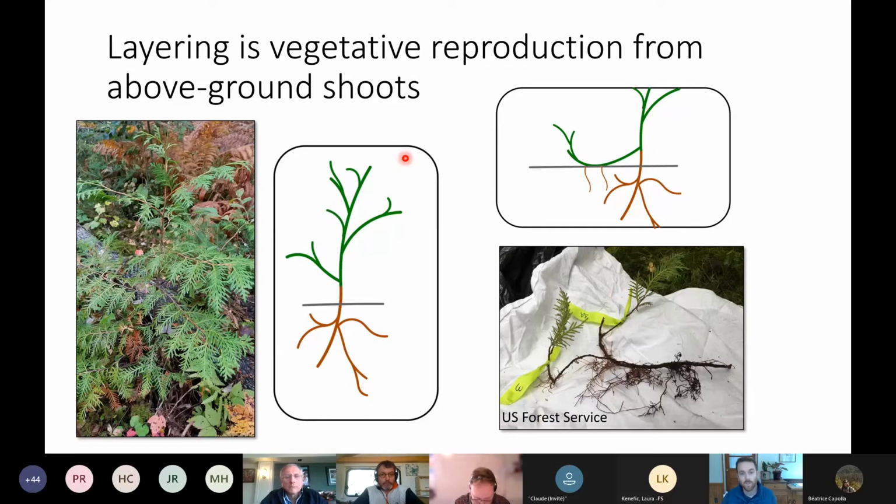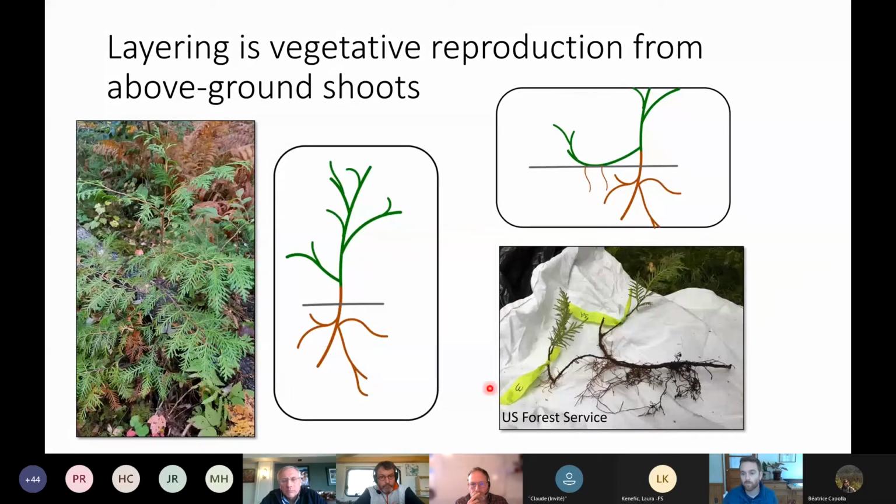In this schematic diagram, I'll be showing several that look like this. The green portion represents the above ground portion of the plant, the gray line represents the soil or substrate surface, and the brown stuff below is the root structure. When we think about layering, normally we imagine that a low branch from a tree comes in contact with the soil. When it does, a species that can layer will grow what we call adventitious roots, which I'm representing with these thin brown lines. When that happens, that's considered layering.